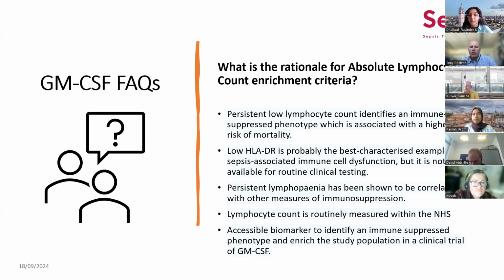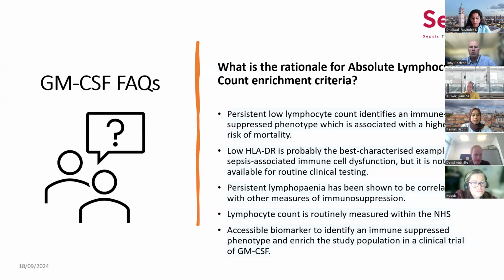So this is a common question as to why we're using absolute lymphocyte count as a way in which to enrich the population randomized to the GM-CSF intervention. A persistent low lymphocyte count identifies an immunosuppressed phenotype, which is associated with a higher risk of mortality. It isn't the best characterized example of a sepsis-associated immune cell biomarker, but probably the best characterized is monocyte HLA-DR, which is not available for routine clinical testing within the NHS, so it's not accessible for a trial of this scale.